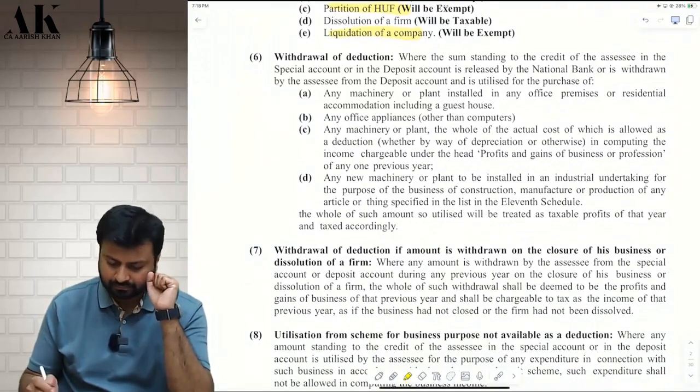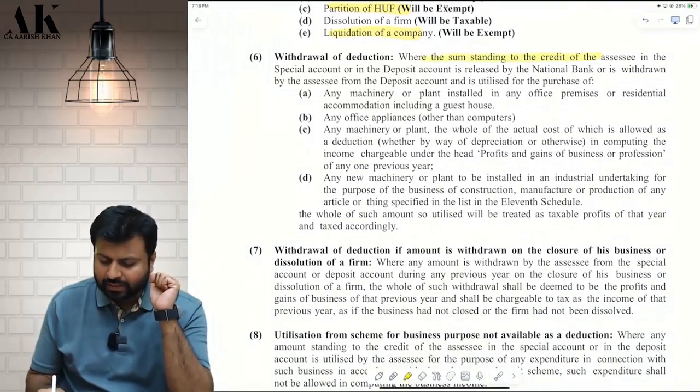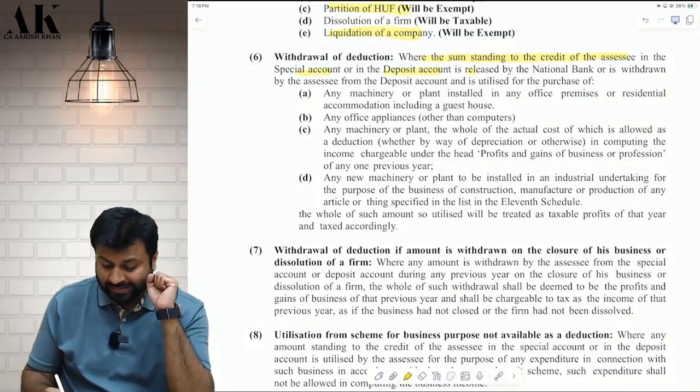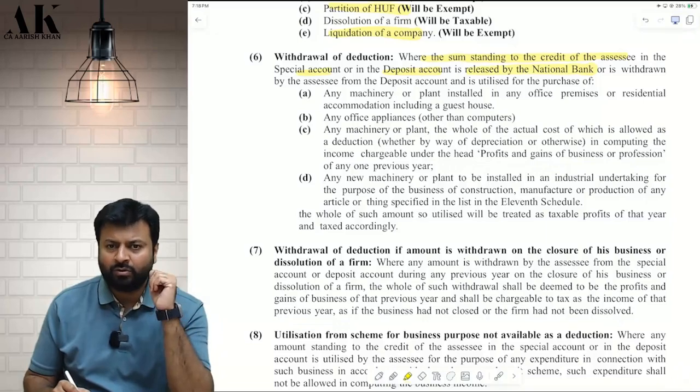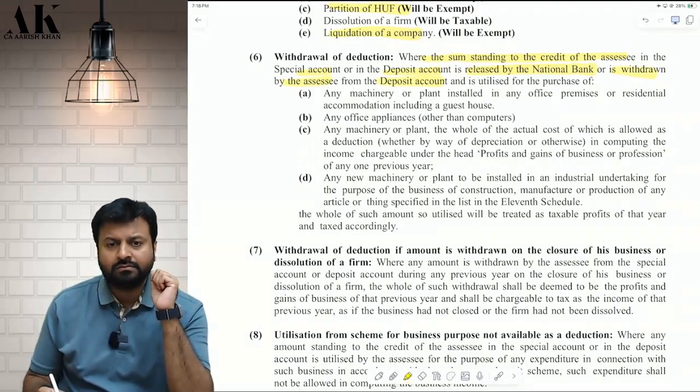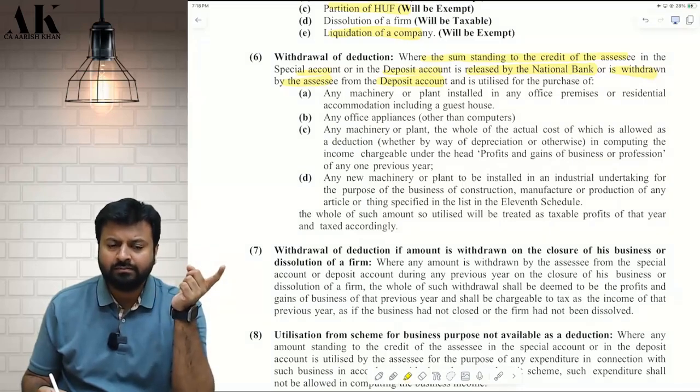Second, where the sum standing to the credit of the assessee in the special account or deposit account, how much sum is credited? 1 crore. Is released by National Bank. National Bank is NABARD only. Okay, is released by NABARD. Why will NABARD release? Because the maturity has come. Or is withdrawn by the assessee from the deposit account. So there are two possibilities you can take out the money. Either you have achieved maturity or you are withdrawing earlier.